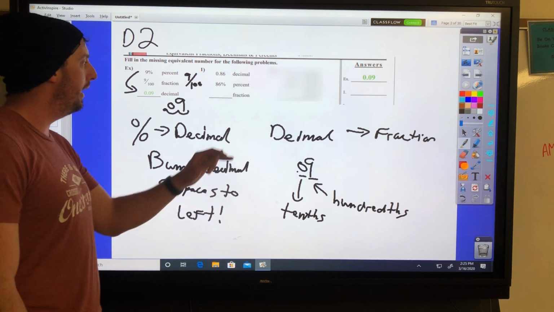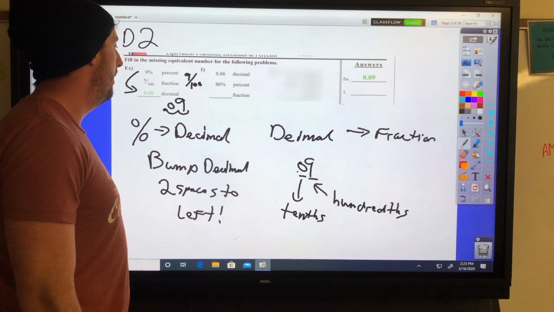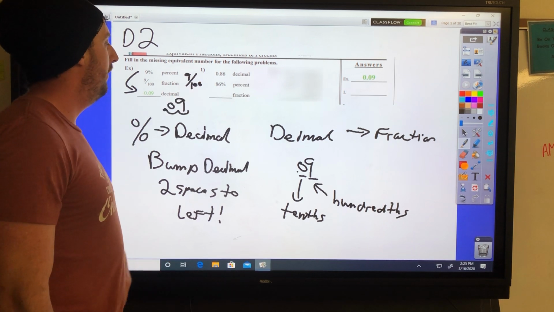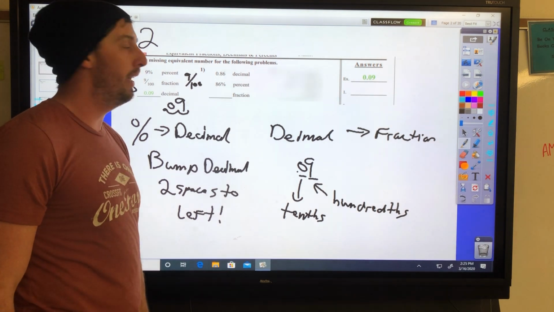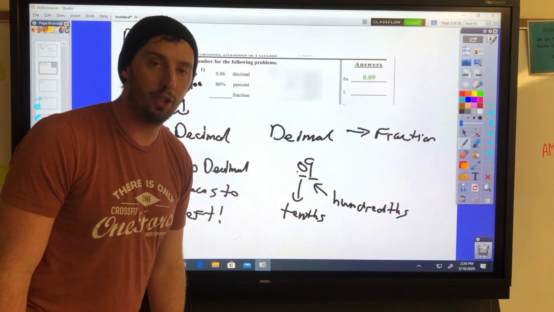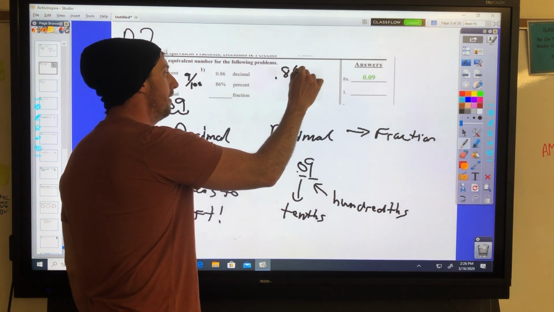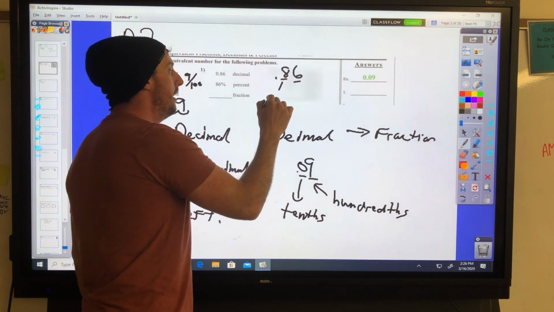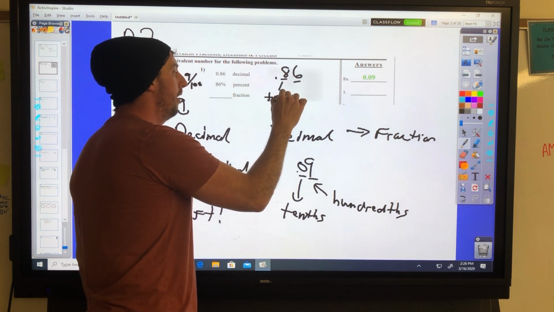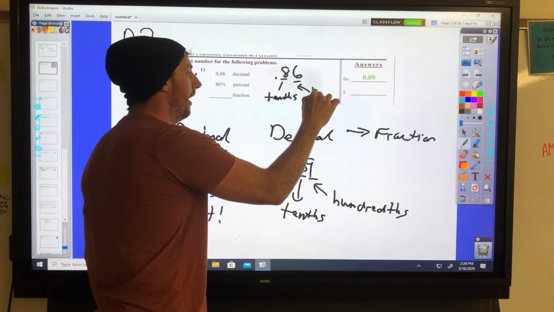Okay. Getting over to our decimals over here for our example number 1. We have the decimal, which is 0.86. We have the percent, which is 86%. What we don't have is the fraction. So if I use the decimal 0.86, I know that the 8 is in the tenths column. I know that the 6 is in the hundredths column.